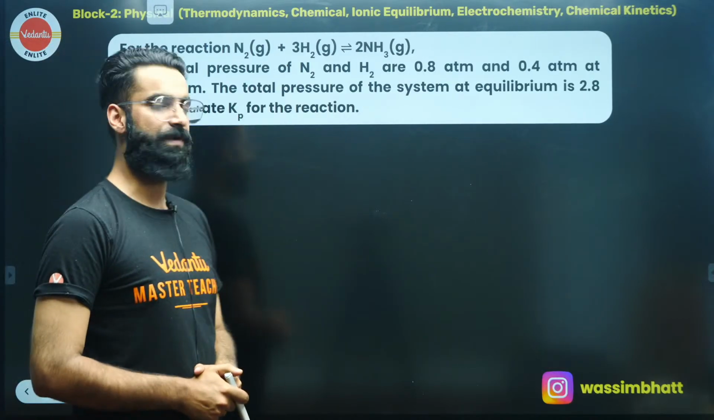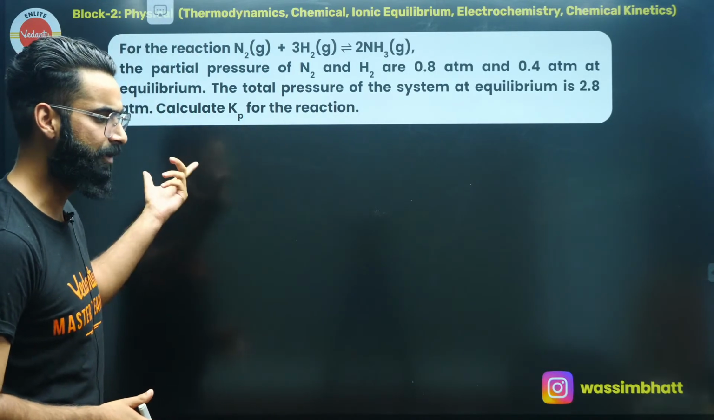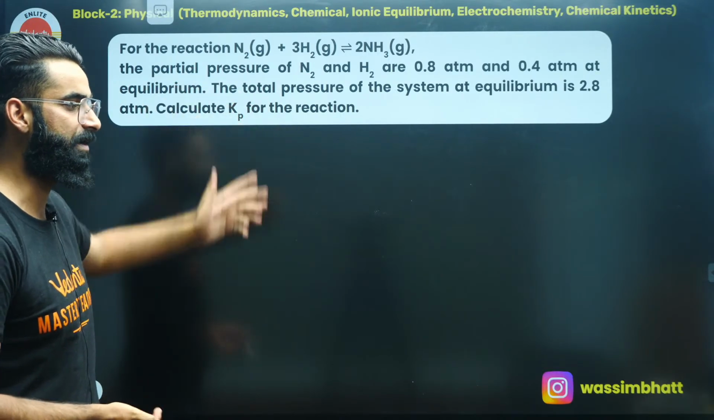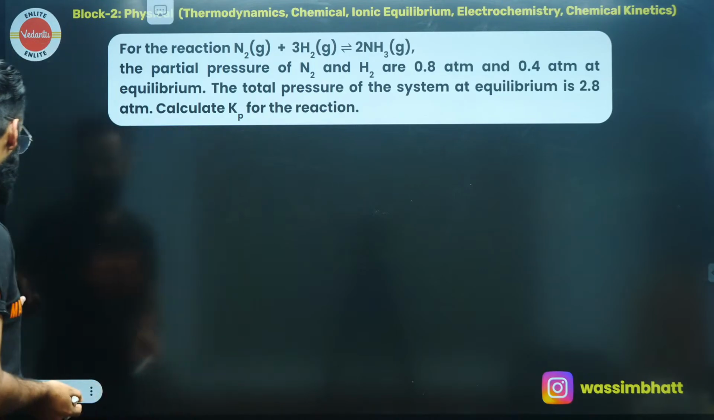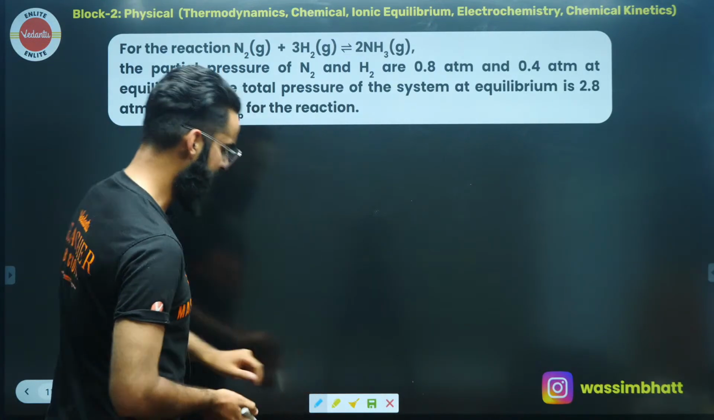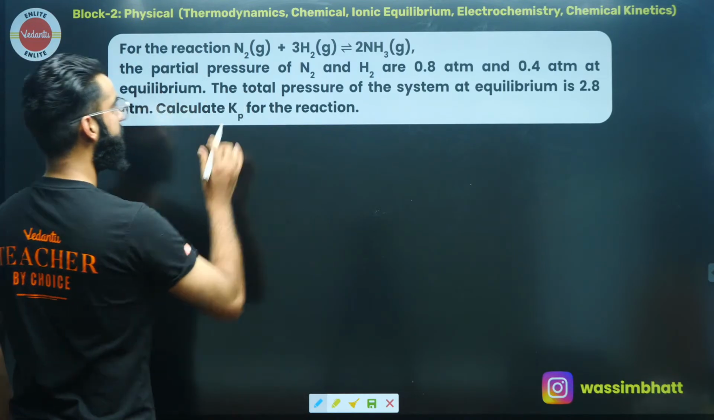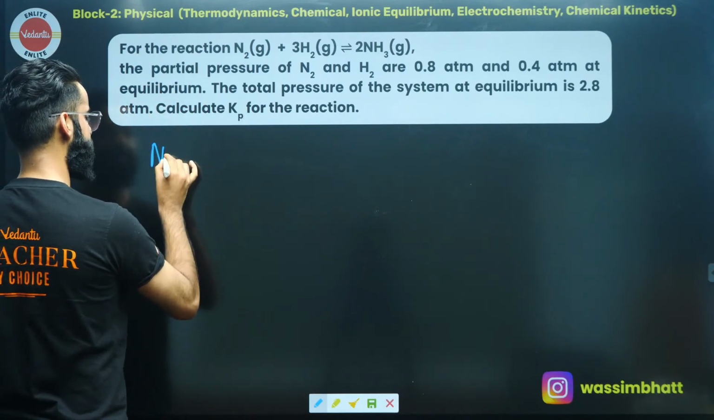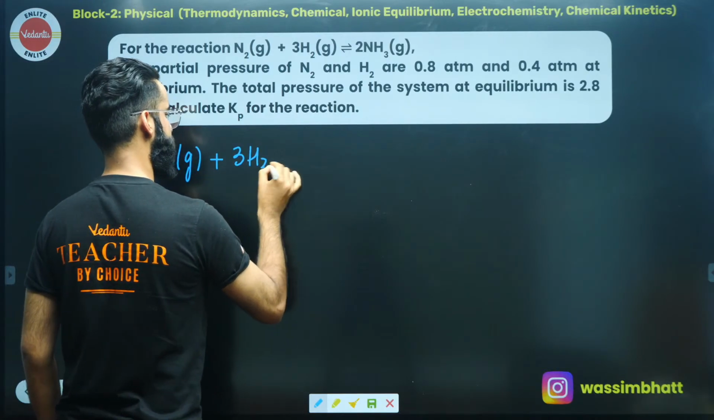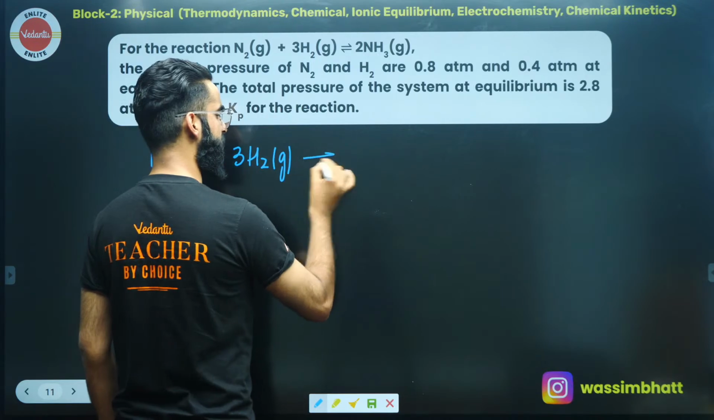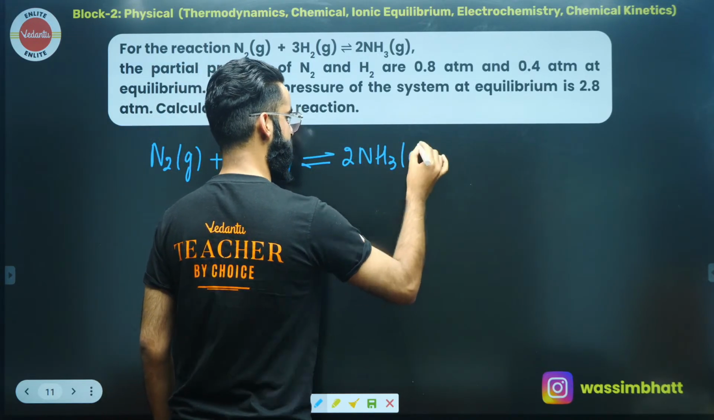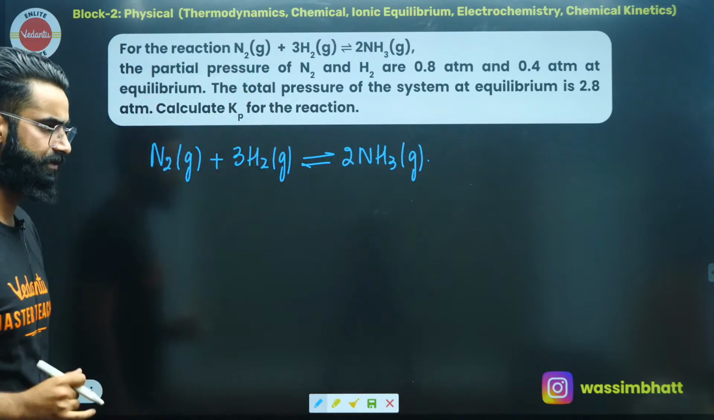Have a look. This is one more question, one more simple concept which is involved in this particular question. From this question, you are going to learn one more concept. Have a look exactly how I am going to deal with this question. A very simple and basic question. The reaction that's given to me is something like this: N2 gas plus 3 times H2 gas is in equilibrium with 2 times NH3 gas. This is the reaction that's given to us.